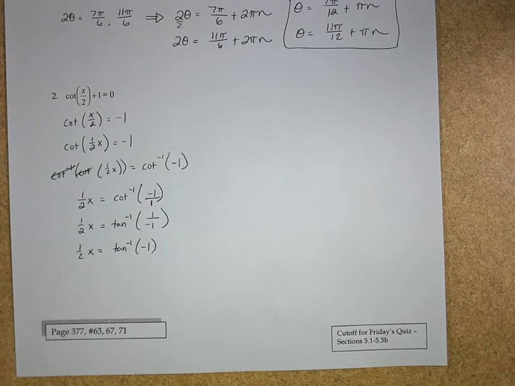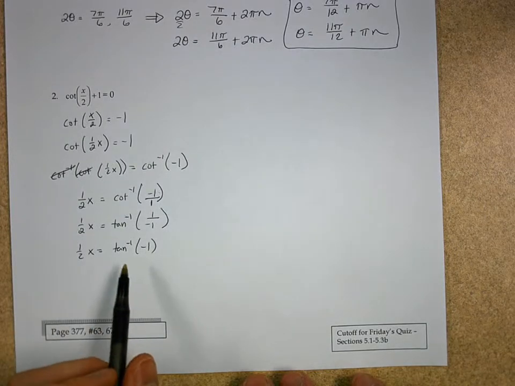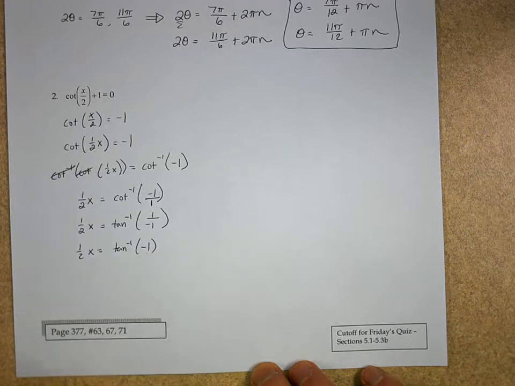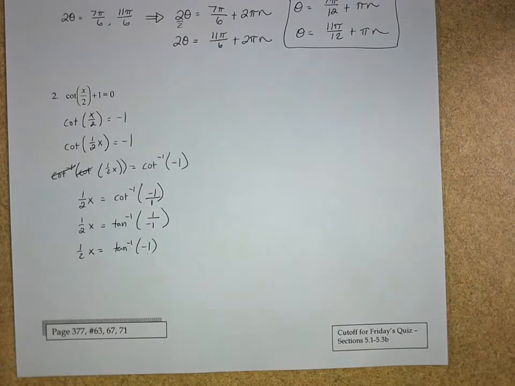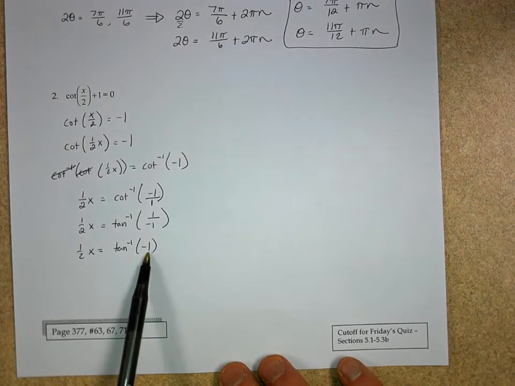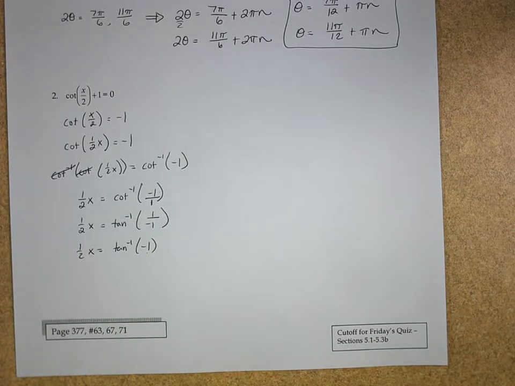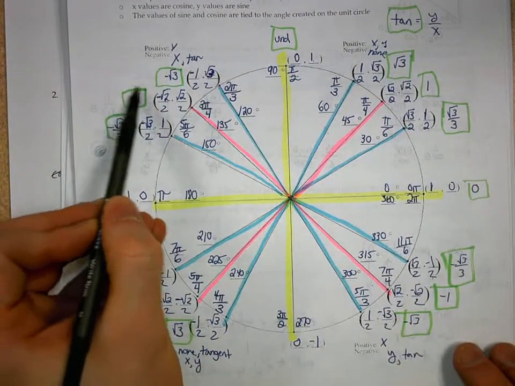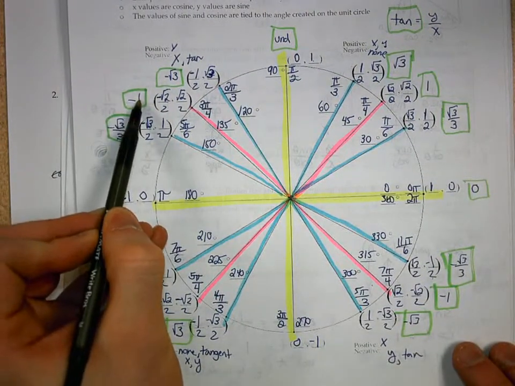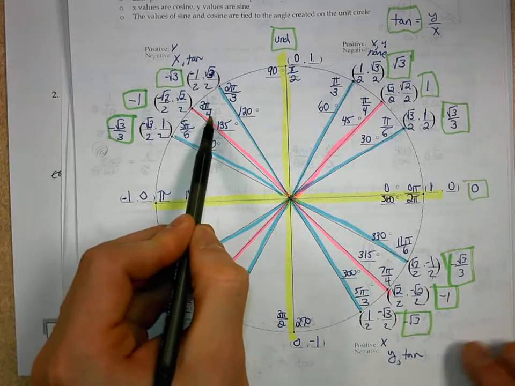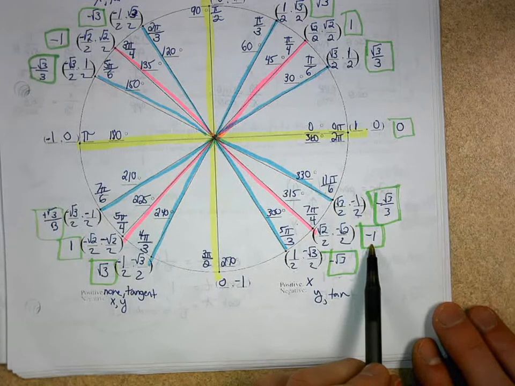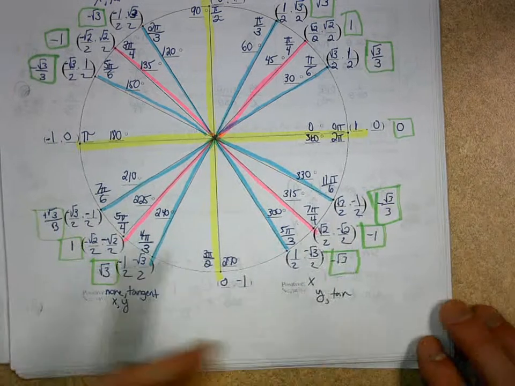So I'm going to go back to my unit circle. And I want to know, where does tangent have a value of -1? What are those two angles? Well, we know tangent is going to be negative in the second and the fourth quadrant. So I'm going to go to my second and my fourth quadrant. So I look at my second quadrant, and right here is -1. So I'm going to have 3 pi over 4 as one answer. And then my tangent is also negative in the fourth quadrant right here, which is going to be 7 pi over 4.